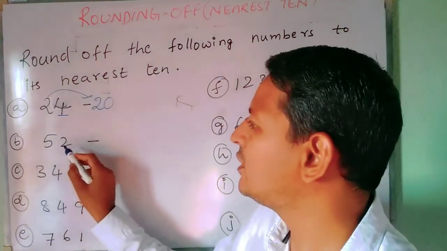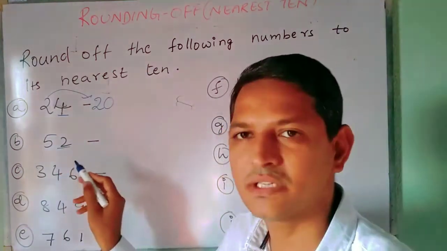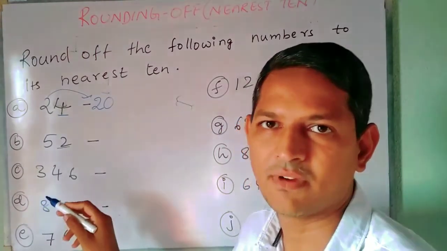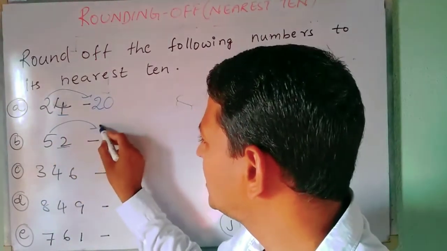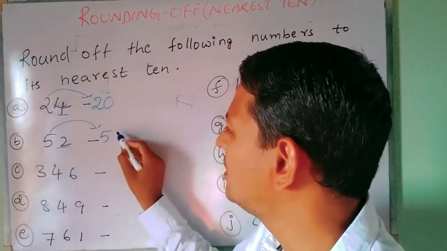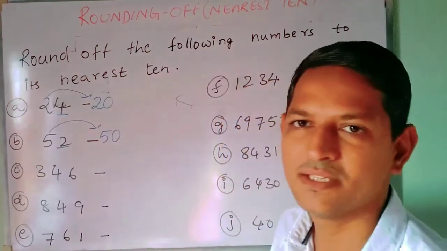Okay, now 52. When we are seeing 52, is it less than 5? Yes, it is less than 5. When it is less than 5, the digit in the tens place should be the same, and in ones place we need to place 0.